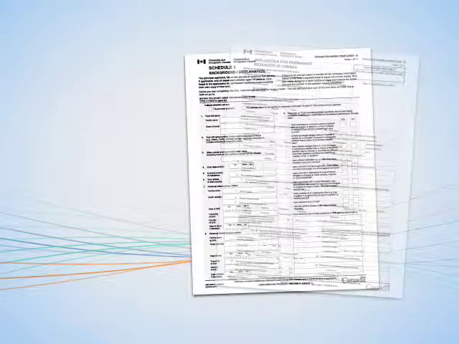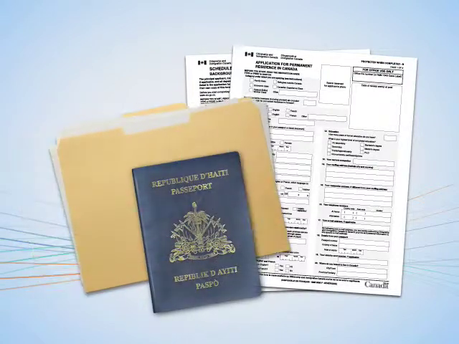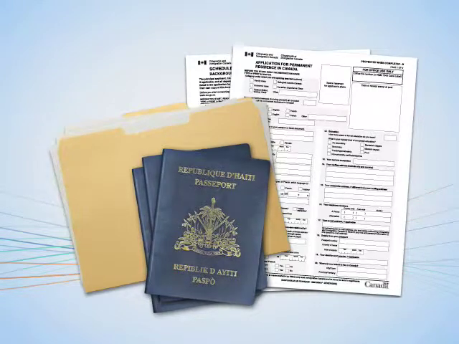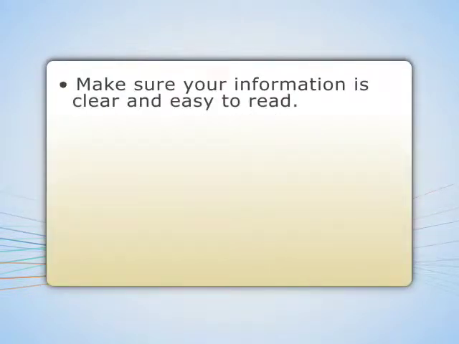On these forms, some questions will ask for information that can be found on your passport or travel document, so be sure to have those documents with you as you complete the forms. You will also need information from each of your family members' passport or travel documents, even if they will not accompany you to Canada. Make sure all your information is clear and easy to read.